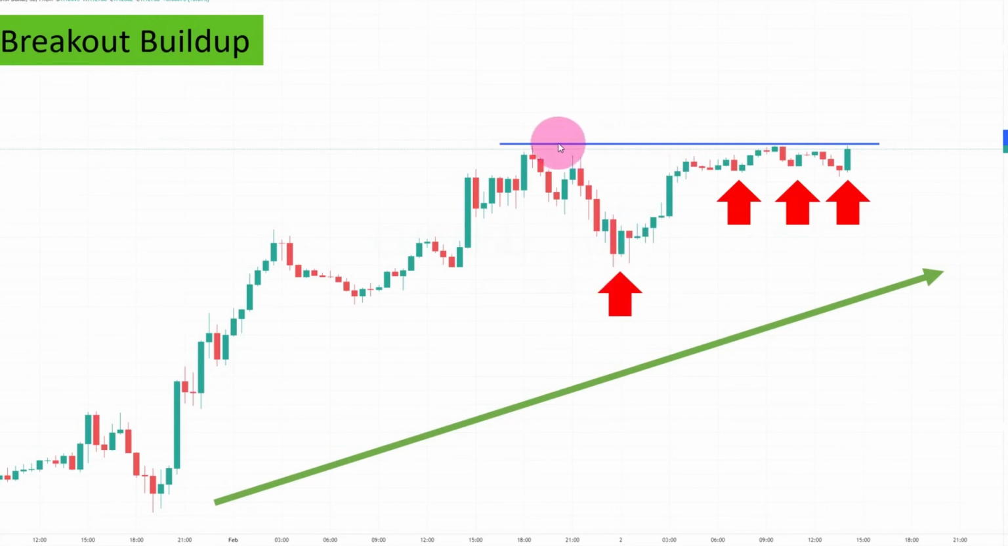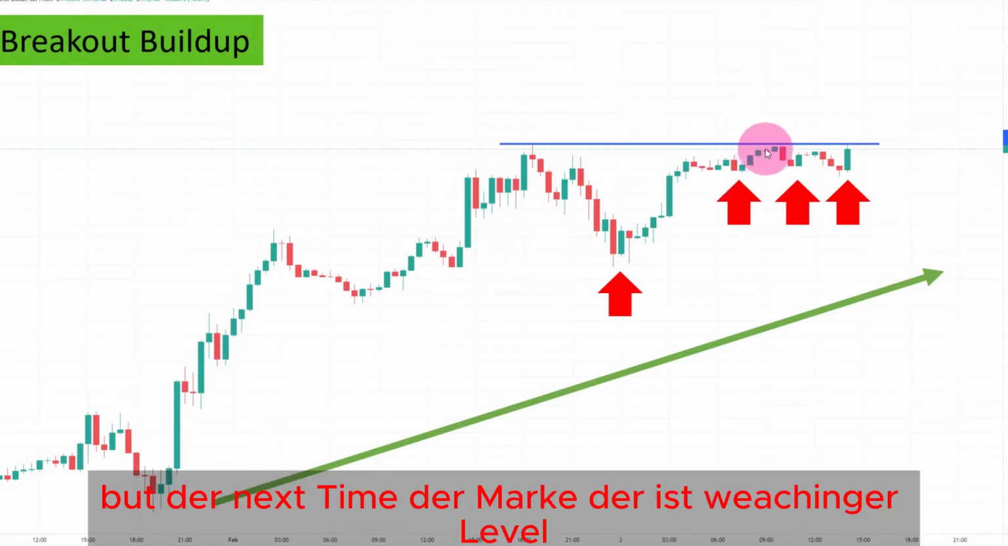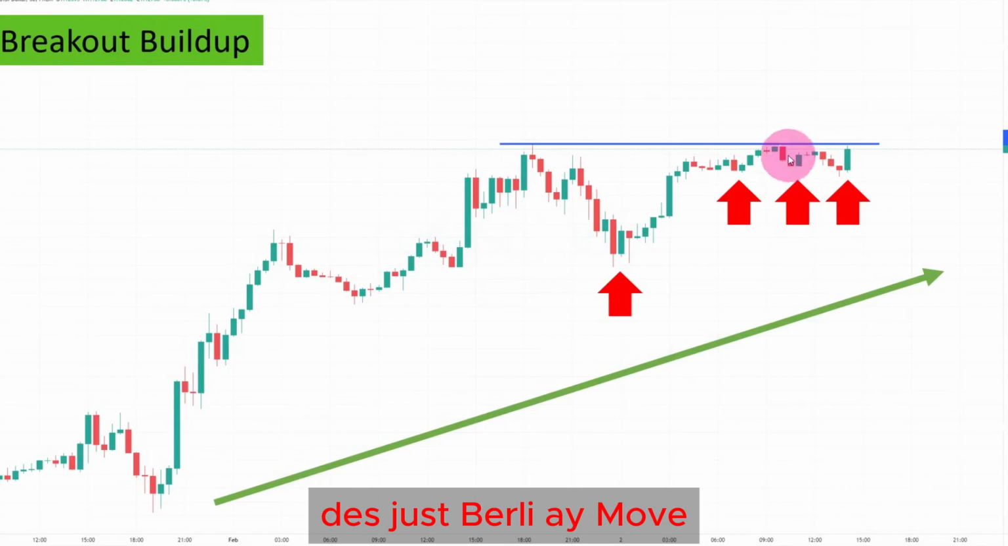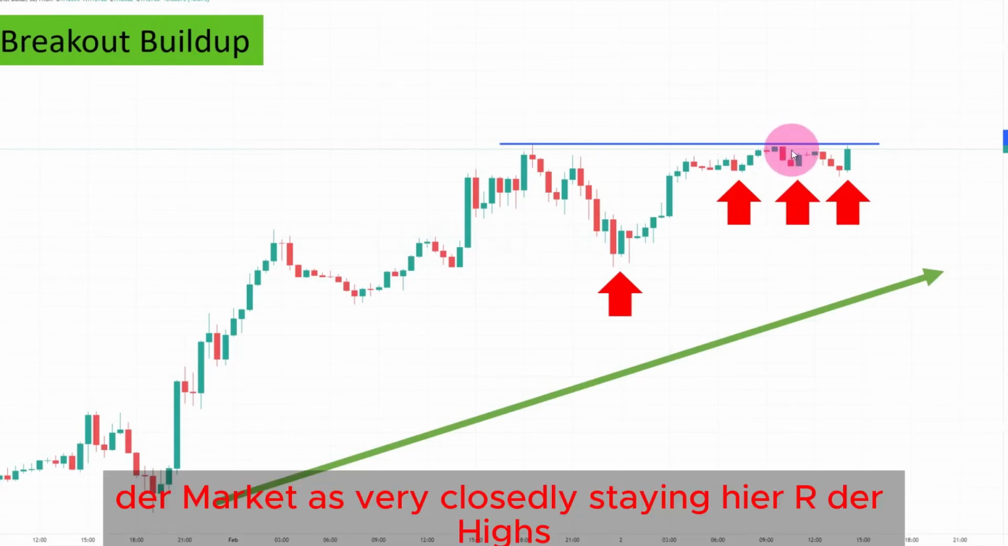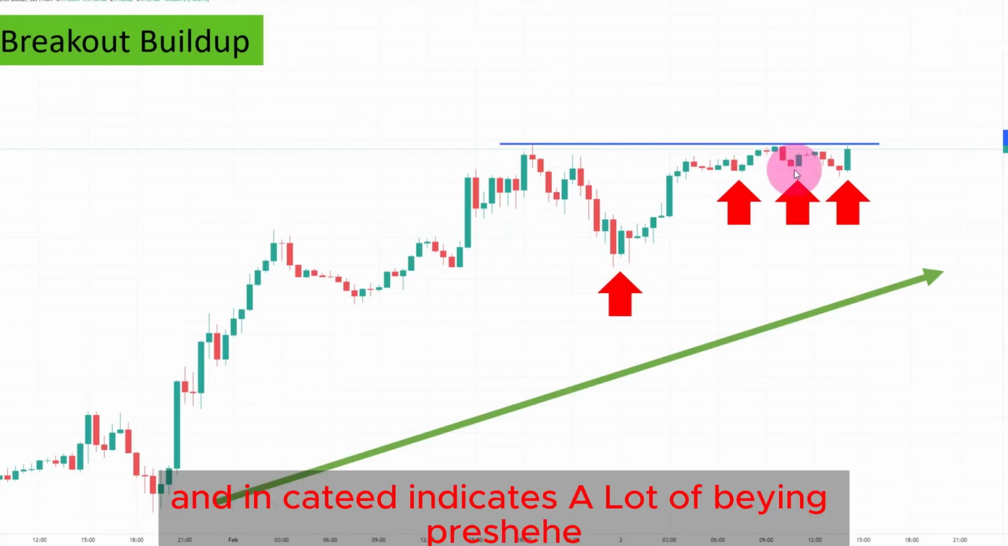And then the market returns to the previous resistance, but the most important thing is how the market is then reacting after reaching the highs. You can see, whereas the first time we reached this high, the market sold off very, very strongly. It is, in fact, the strongest sell-off that we are seeing in all of this uptrend. But the next time the market reaches the level, there's just barely a move. The market is very closely staying here at the highs. What does this indicate? It indicates a lot of buying pressure.